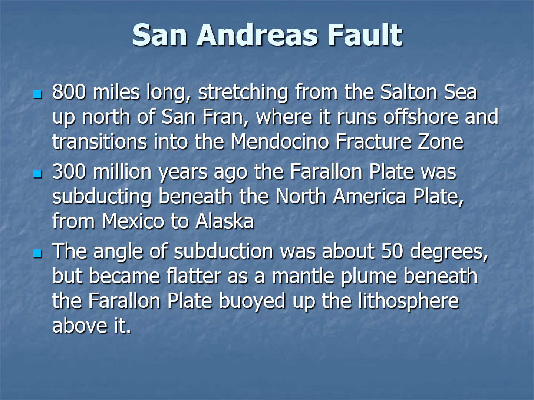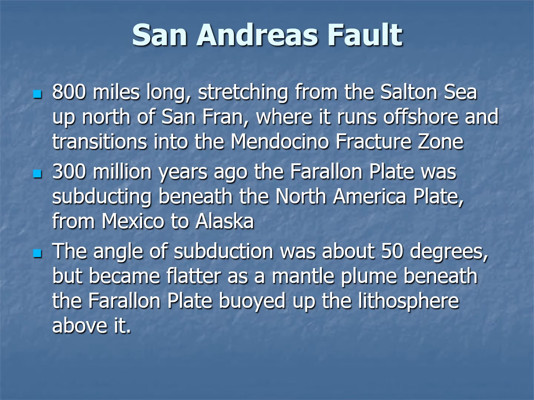Okay, so some interesting things here about the San Andreas Fault that are not on your exam. It is 800 miles long, stretching from the Salton Sea, down there in Southern California. Basically the East Pacific Rise, remember, created the Gulf of California, and when it hits land around the Salton Sea, it transitions into the San Andreas Fault. That fault will run all the way up to north of San Francisco, where it runs offshore to the west and transitions into the Mendocino fracture zone.